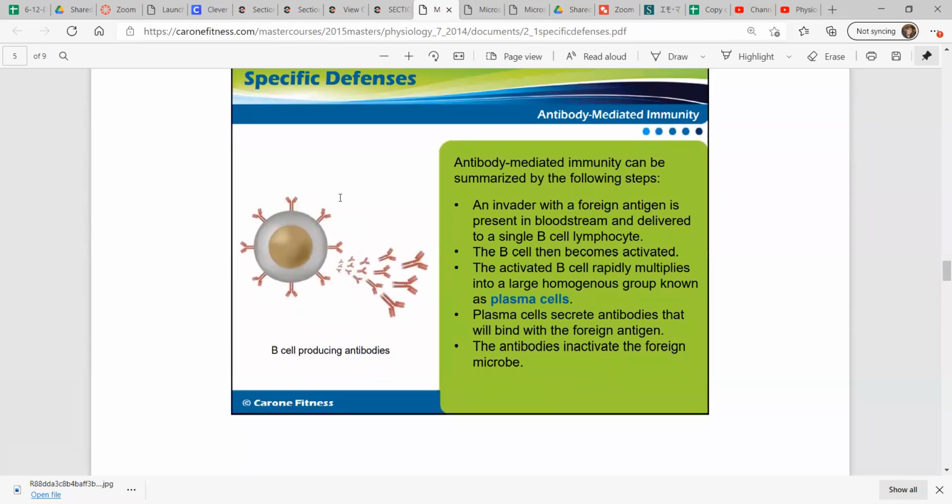And these are the steps for antibody-mediated immunity. An invader with a foreign antigen is present in your bloodstream and delivered to a single B cell lymphocyte. The B cell then becomes activated, and once activated, it rapidly multiplies into a large homogeneous group known as plasma cells. And these plasma cells secrete antibodies that bind to the foreign antigen. The antibodies inactivate the foreign microbe.